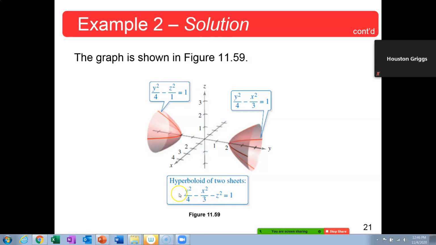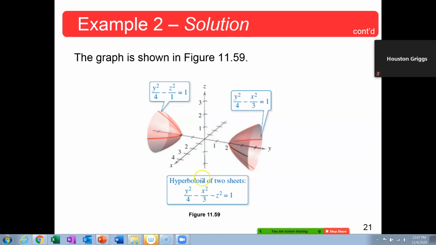Now, if only one sign is positive, which we have here, and two are negative, then you have a hyperboloid of two sheets. If one sign was negative and the other two were positive, you have a hyperboloid of one sheet. The odd sign out, this one is the positive sign, gives you the axis of that hyperboloid. And you see the y-axis is the axis for that hyperboloid. Two sheets here because of that.